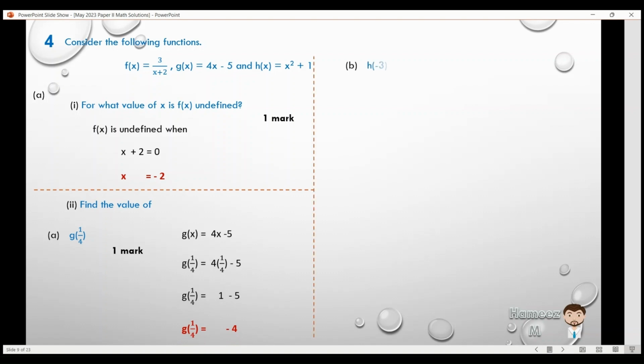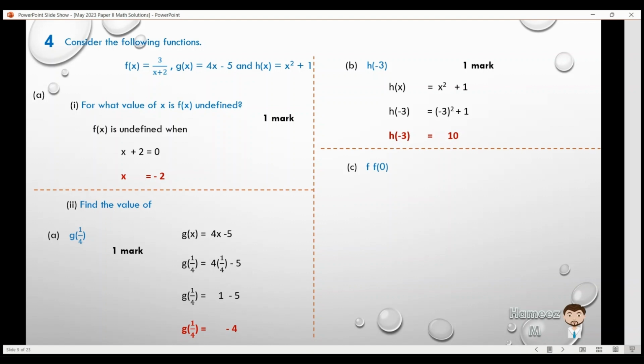Now let's move on to part B. We now have to find the value of h of minus 3. So let's write down this h of x equation, which is a quadratic, x squared plus 1. What it's telling us is if our input into the function is x, whatever number it is, the first thing to do is square it and then add 1. So if we have minus 3 as our input, then we're going to say minus 3 squared plus 1. And minus 3 times minus 3 is plus 9. So 9 plus 1 is 10. So we solve for h of minus 3.